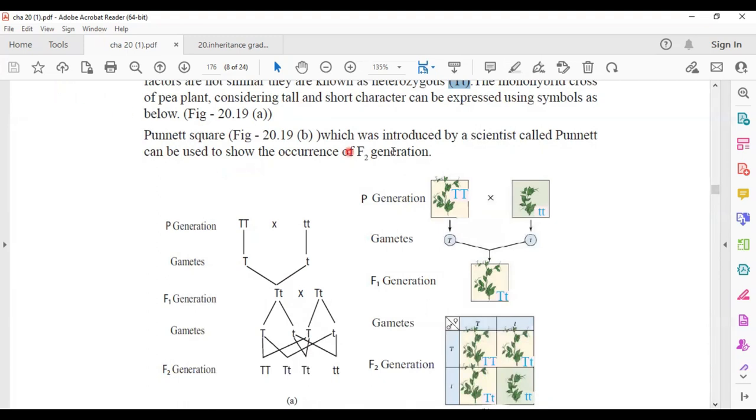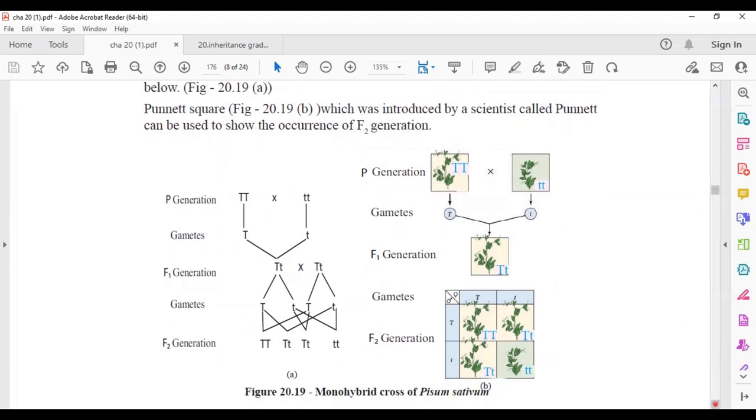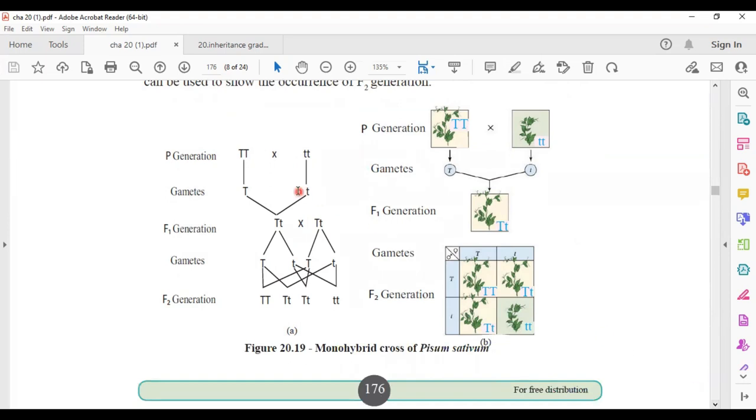Punnett square, which was introduced by a scientist called Punnett, can be used to show the occurrence of the F2 generation. We are using Punnett diagrams because it was found by the scientist called Punnett. That's why we are naming it like that. We will see how to find the factors in all the generations.